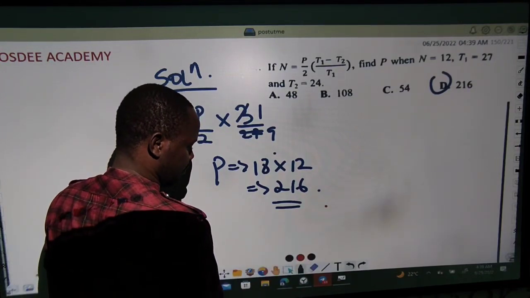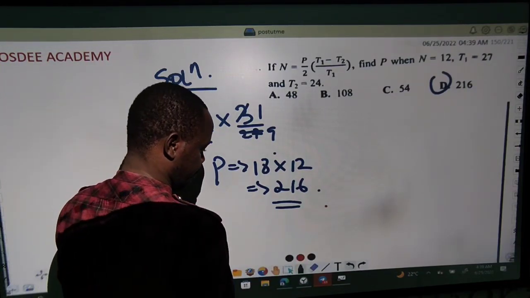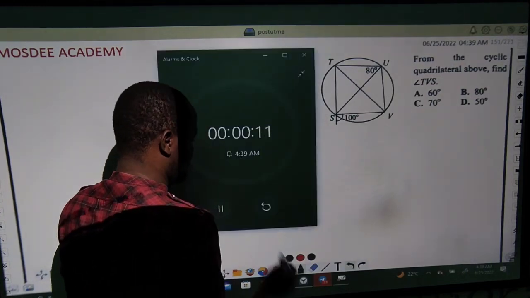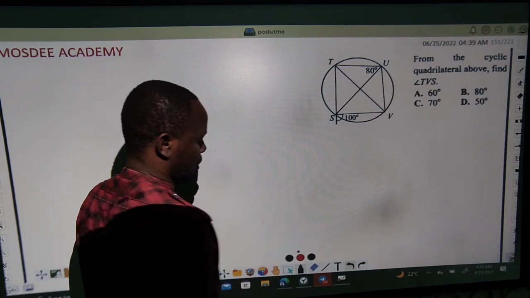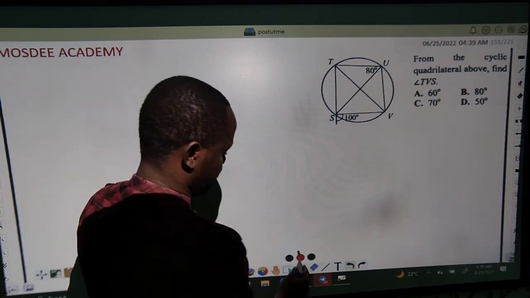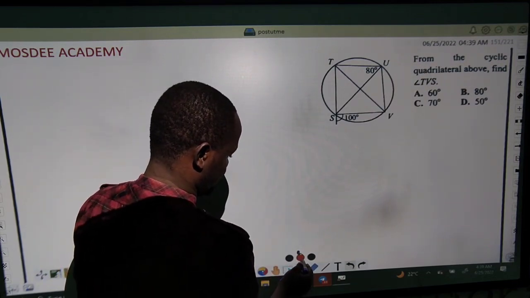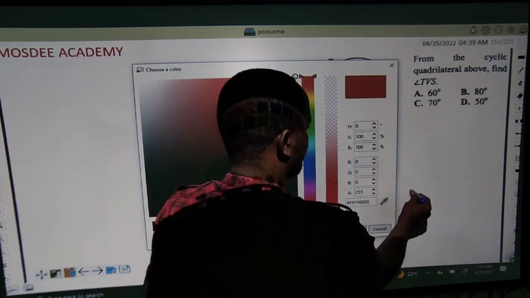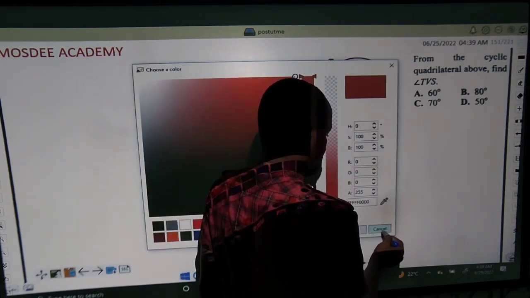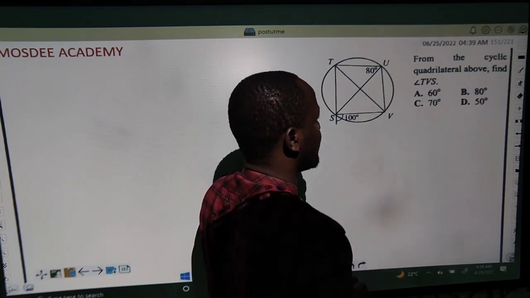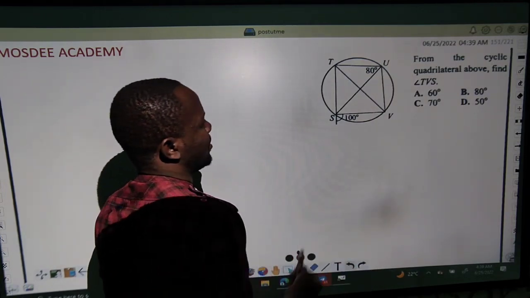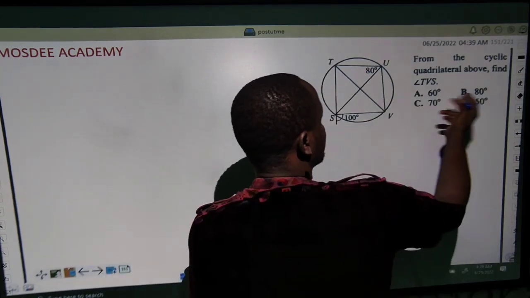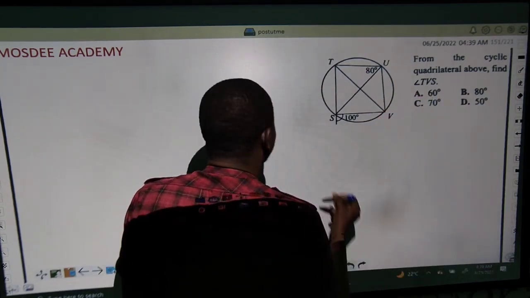Next, my dear admin. Thank you very much. But before I do that, I'm going to start my timer as usual. So now, for this one, we have, from the cyclic quadrilateral above, we have to find TVS. Where is TVS? All these are not Post-UTME questions, but for the sake of knowledge, but you don't need them.